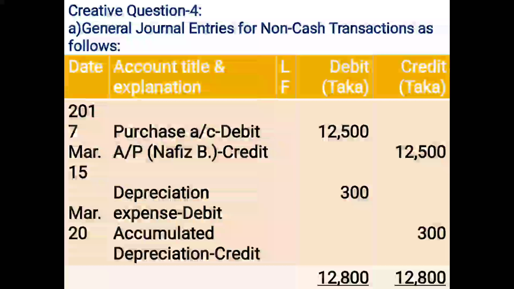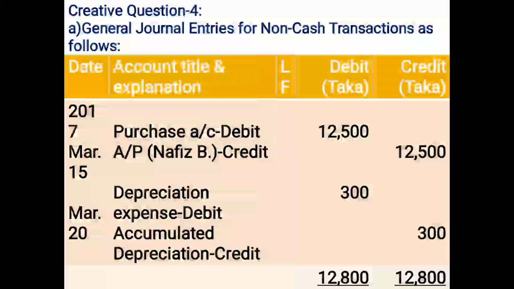Another transaction is March 20. Depreciation on furniture: depreciation expense debit, accumulated depreciation, that is furniture, credit for taka 300. Two transactions are not included in this cash book. Dear learners, I have given the information of creative question number 4 for requirement A.